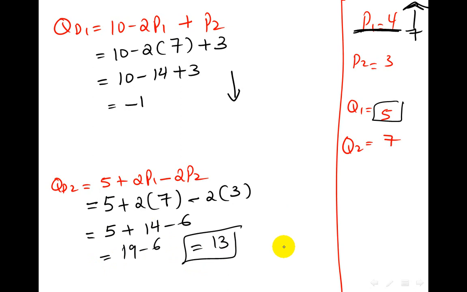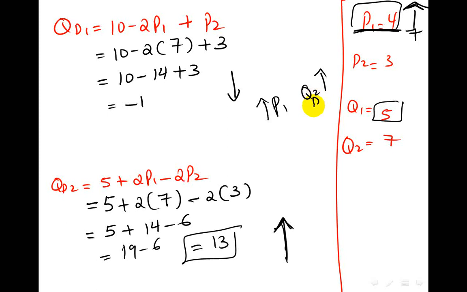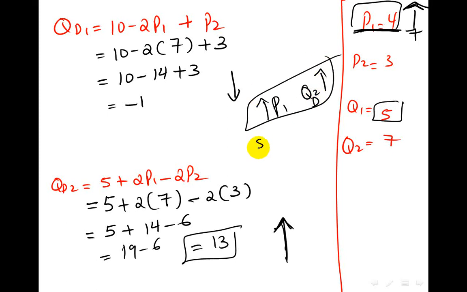So here the demand rose, right? It increased. So what's the price that I changed? Price 1 increased, demand 2 increased. That means it's substitutable. It's a substitutable good.